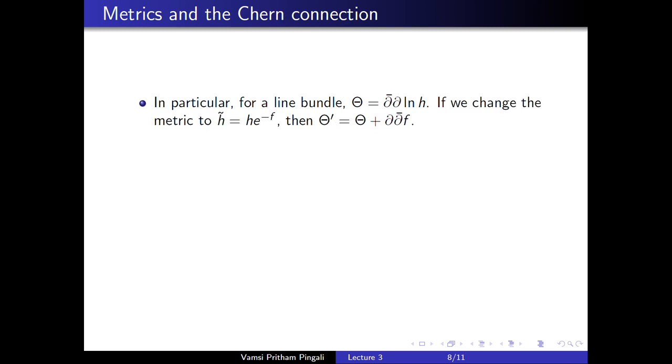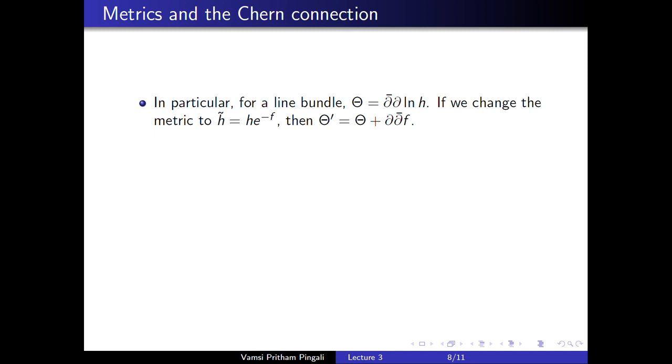So an interesting question is, what does it look like if you change your metric on the line bundle? What is a metric on a line bundle? What is a line bundle in the first place? It's a holomorphically varying family of one-dimensional vector spaces. What's a metric on a one-dimensional vector space? It's some inner product, but any two metrics are related by multiplication by a positive number.